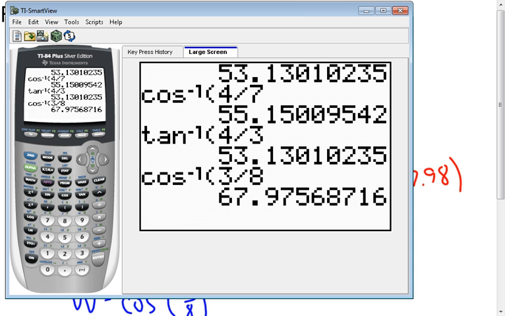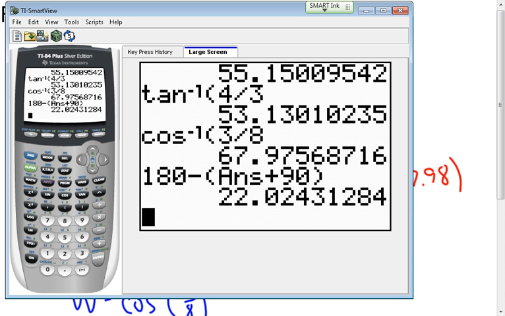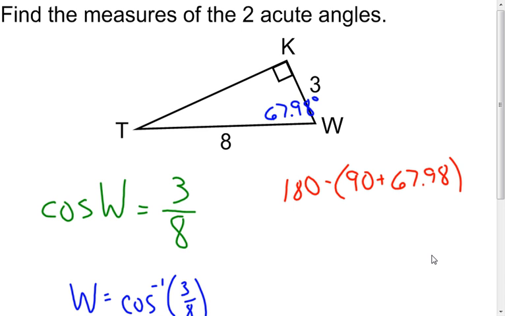Come back to my calculator, I'll do 180 minus, and I'll type it in just like I had on the other screen. If I push second negative sign, it's going to give me the last answer, which is 67.98. And I also need the 90 in there. Push enter, and I find out that our other angle is approximately 22.02 degrees, which is T. T is 22.02 degrees. Found the measure of my two acute angles, just like it asked me to.